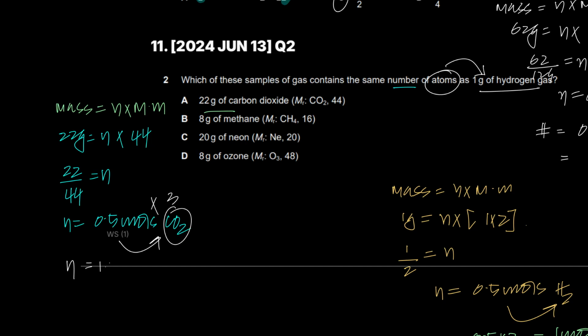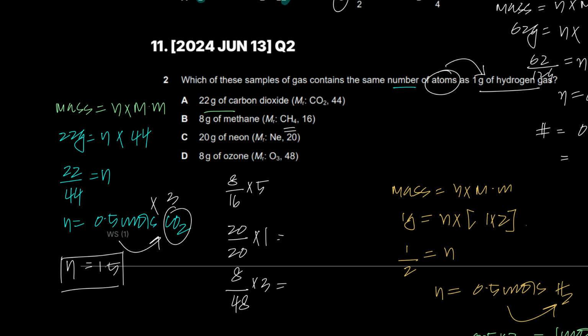Now, if you are smart enough, you would save your time. You're given 22 and 44, 8 and 16, 20 and 20, 8 and 48. So 8 divided by 16, 20 divided by 20, 8 divided by 48, and then multiply with the number of atoms: 5, 1, and 3. This is the quick way of doing it. 8 divided by 16 into 5, because you have 5 atoms in one CH4, right? That's 2.5 moles, and 20 divided by 20 into 1 is 1 mole, which is the correct option.